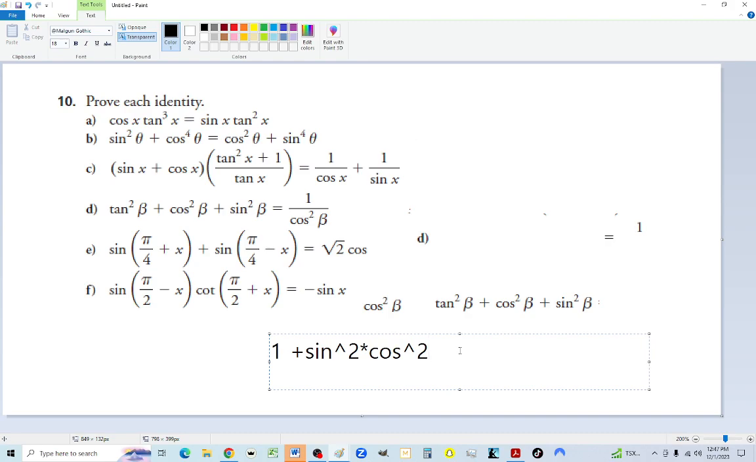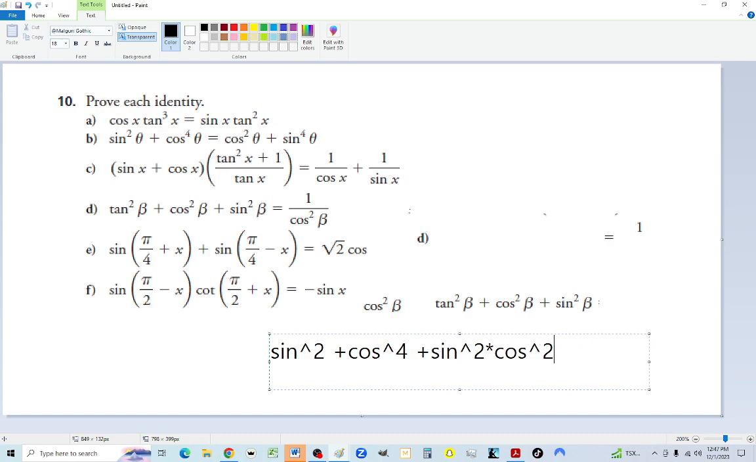Let's see if that's working out so far. Yeah, cos to the 4. Oh, no, it doesn't, because that was not cos to the 2. That was cos to the 4. But remember that cos to the 4 is cos squared times cos squared, which means I can take a cos squared out of there. And I'm left with sine squared. Well, I can't take a cos squared out of there. Never mind. So let's just leave that as cos to the 4.